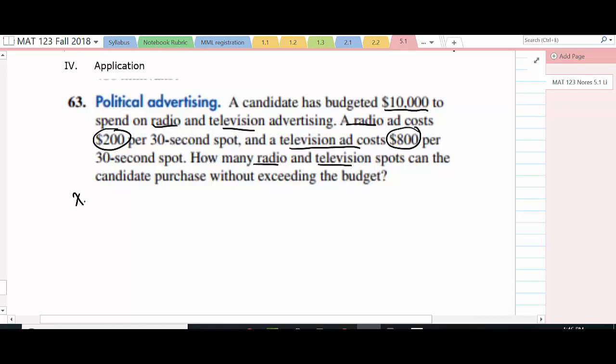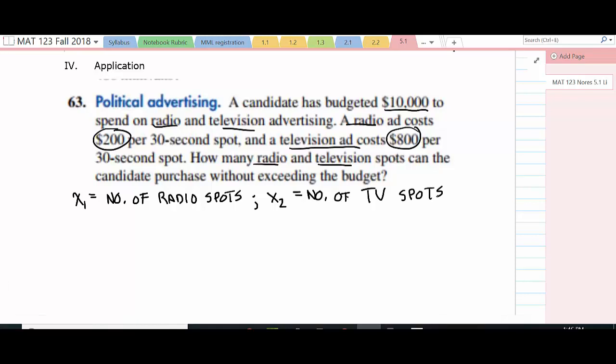So let's start by just writing down X1 is the number, let's say that's radio spots. We'll just say radio spots for your advertising. Okay, and then X2, we're going to say that that's equal to the number of television, I'll just abbreviate that as TV spots like that. Okay, those are your two unknowns. Those are numbers that you have there. Now, what do those things add up to?